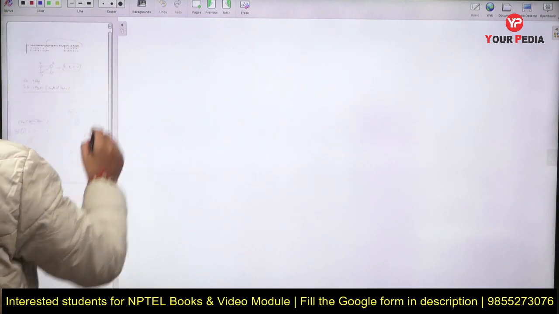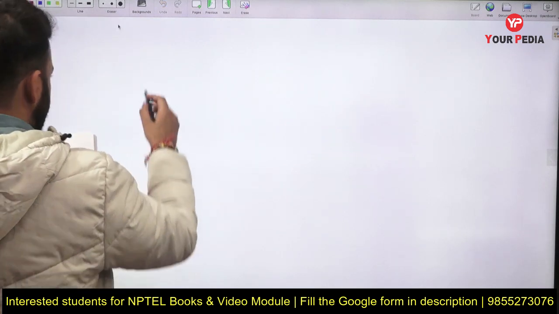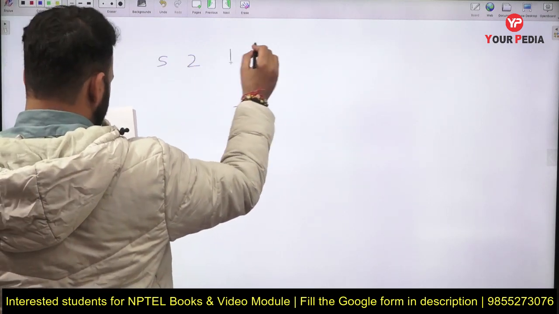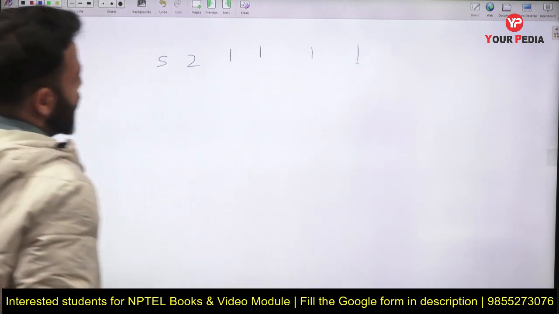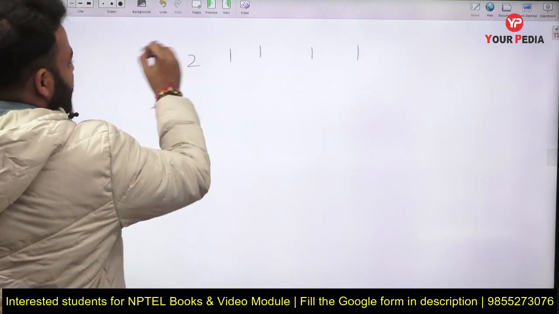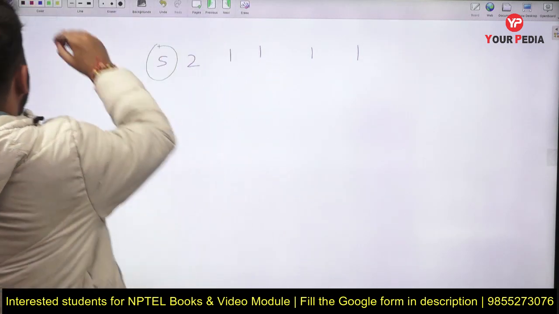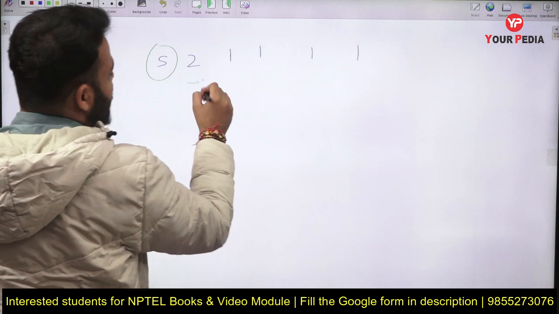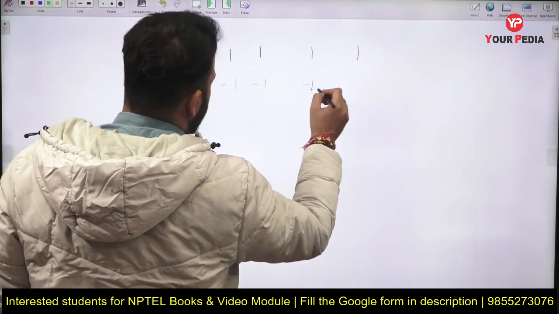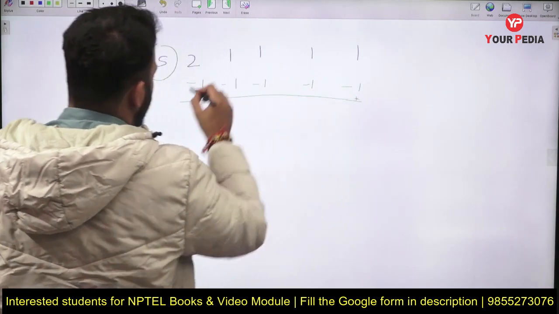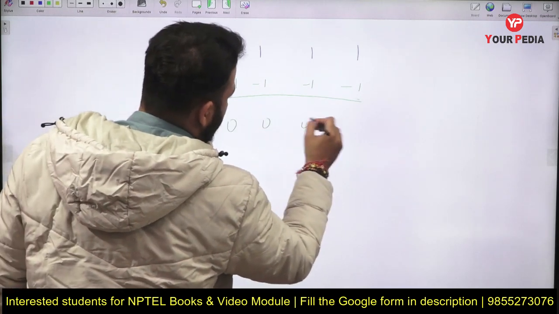So for the last option, the D option is 5, 2, 1, 1, 1, 1. Now the first element is 5, so you will subtract 1 from the next 5 elements. So if you subtract 1 from the next 5 elements, minus 1, minus 2, 3, 4 and 5, you will get what? 1, 0, 0, 0, 0.